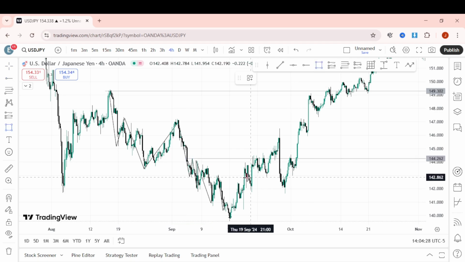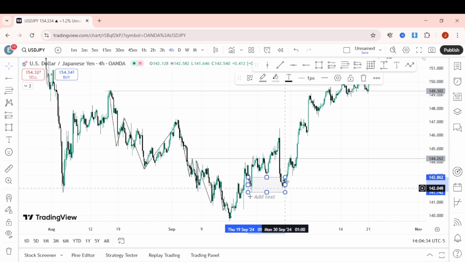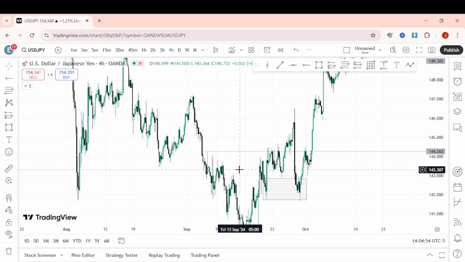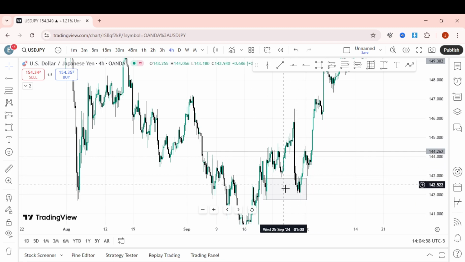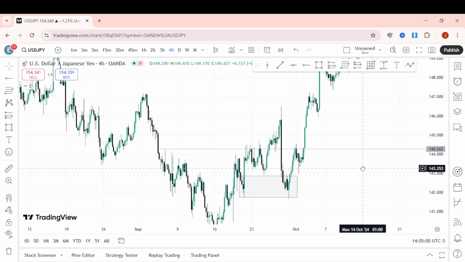So this is a 4-hour time frame, right? So this is an ICT order block. This is an ICT order block. So as you can see, price broke this order block, making the order block invalid. So that's just another example.